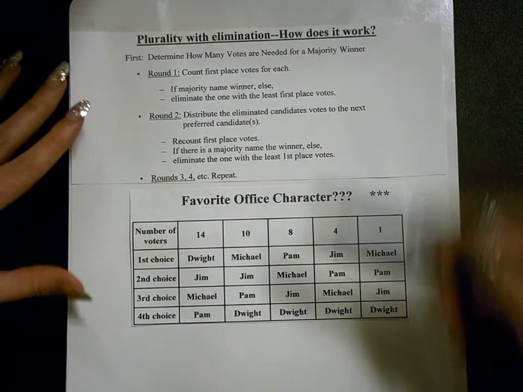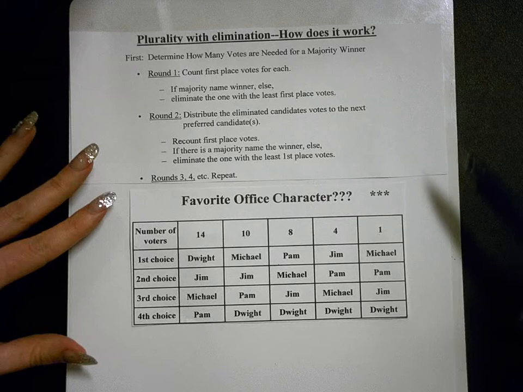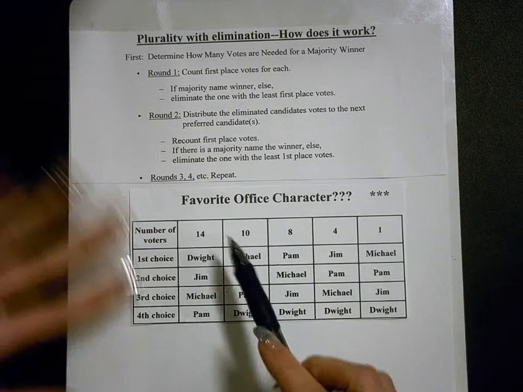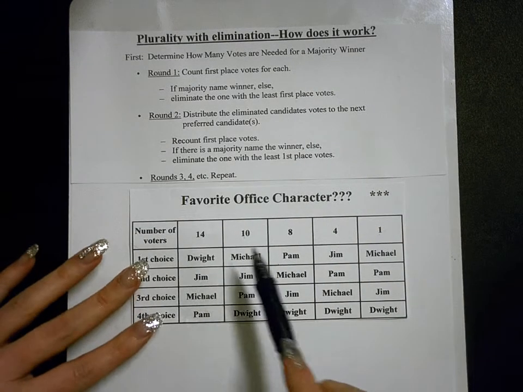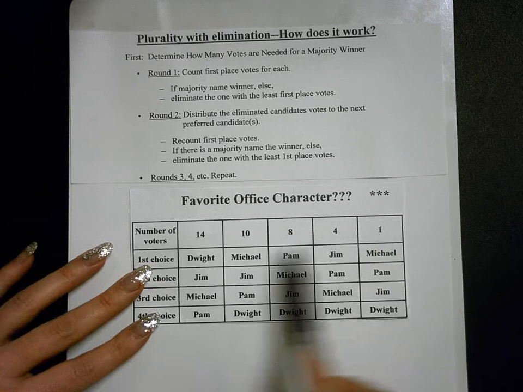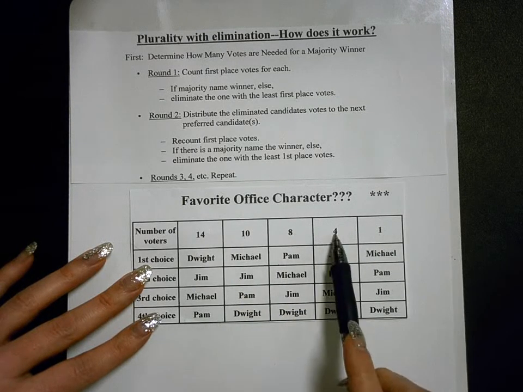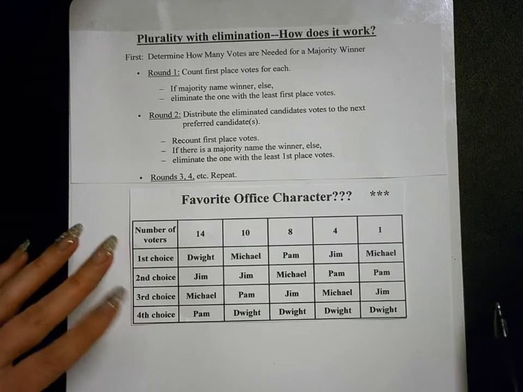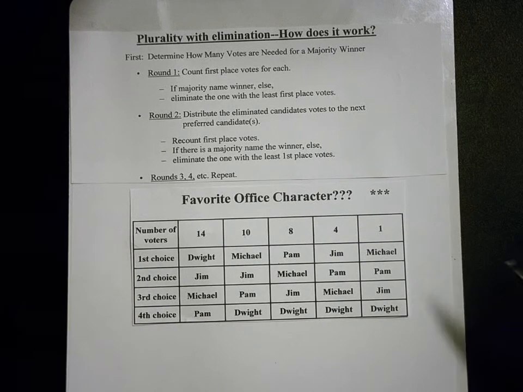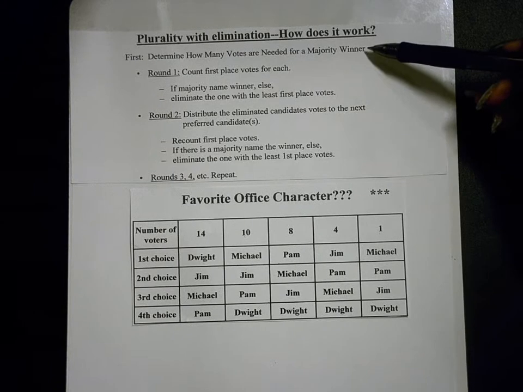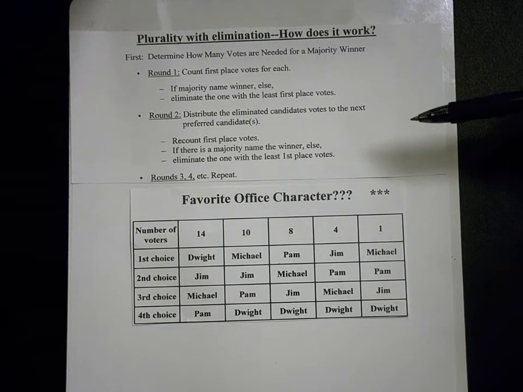In order to do that, I'm just going to look down here at the preference schedule. We need to find the total number of voters. This is where all the voters are. We're just going to add up all these numbers, 14 plus 10 plus 8 plus 4 plus 1. Then we divide it by 2 because we're trying to figure out that halfway mark. Once we find that halfway mark, we either round up or add 1 to it in order to determine the number for the majority winner.